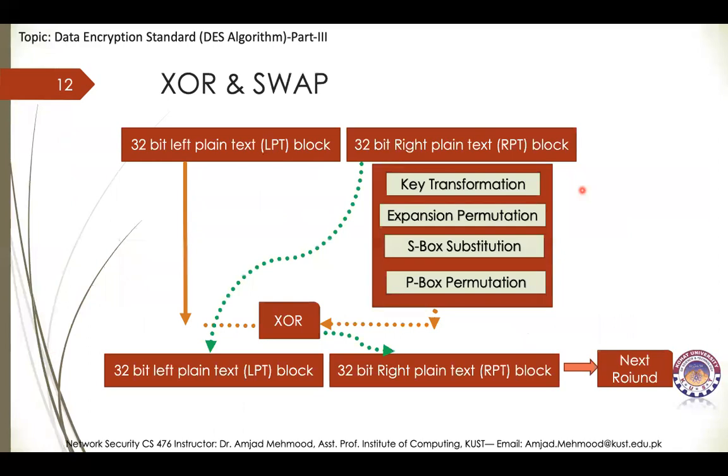I'll explain this with the help of an example. You have the XOR and swap operation here. You have a 32-bit plain text, and once the operation of round 1 is performed, this will be XORed with the left one and passed to the right side, and the right side will be passed to the left side. So we have two operations, the XOR operation and the swapping operation, as you can see here. This is called the swapping operation. So left will become right and right will become left.